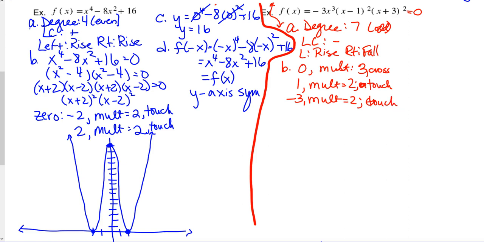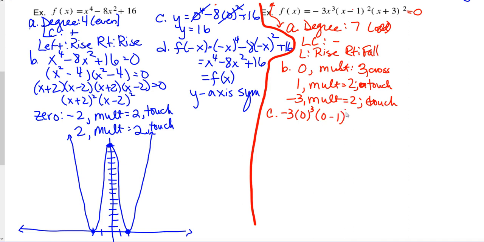Okay, all right, so part C. Part C, we need to know what the y-intercept is. I'm going to do part C down here. If I want to know the y-intercept, I need to let x equal 0 for each one of those. So I get negative 3 times 0 cubed, 0 minus 1 squared, and 0 plus 3 squared.